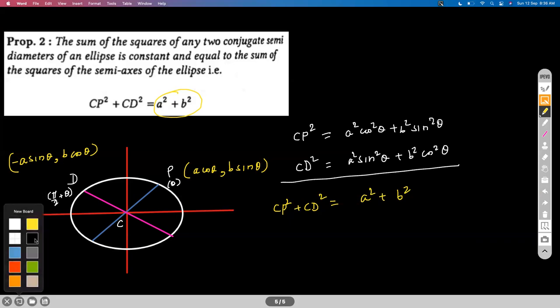Next property. Can you go on to the next property?